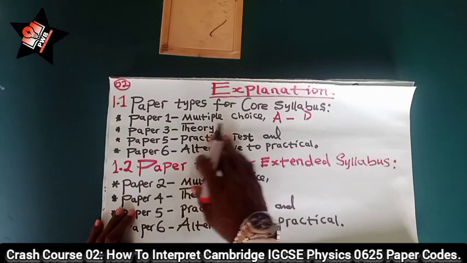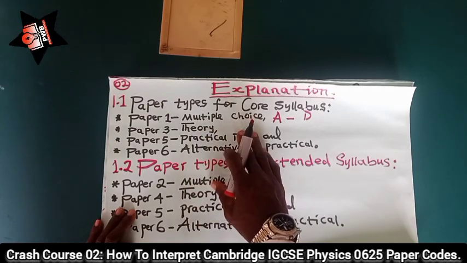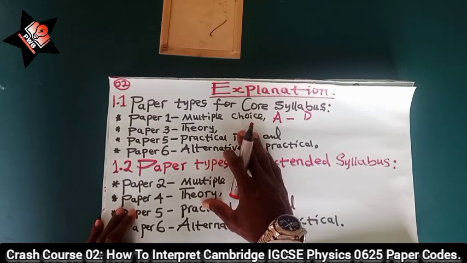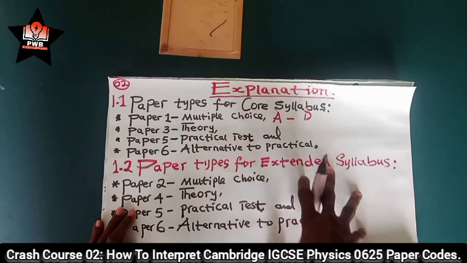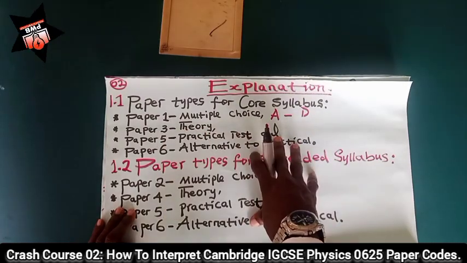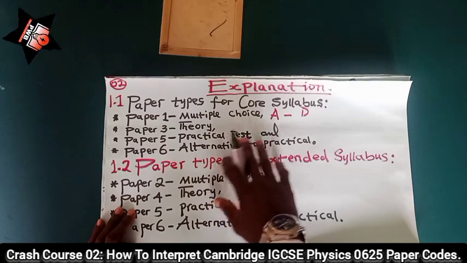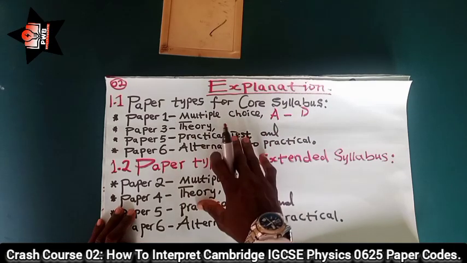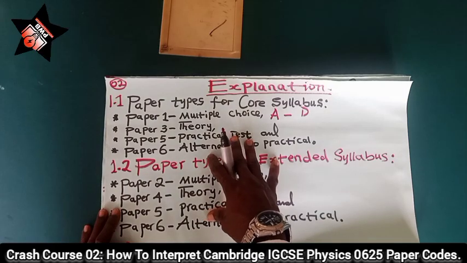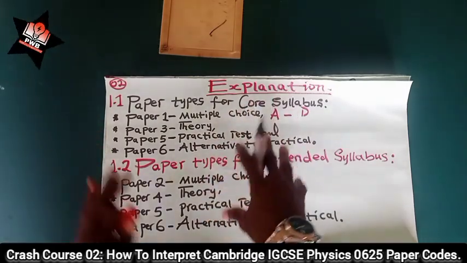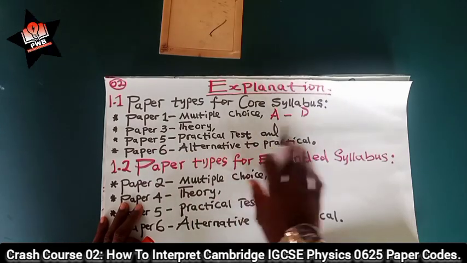The theory sometimes can be question number 1 down to question number 12 or 13 or 14, or 1 to 10. You are expected to answer everything. Paper 5 is practical tests. By practical tests we mean the experiment that you physically run in the physics lab, where you touch the apparatus. Paper 6 is the alternative to practicals.